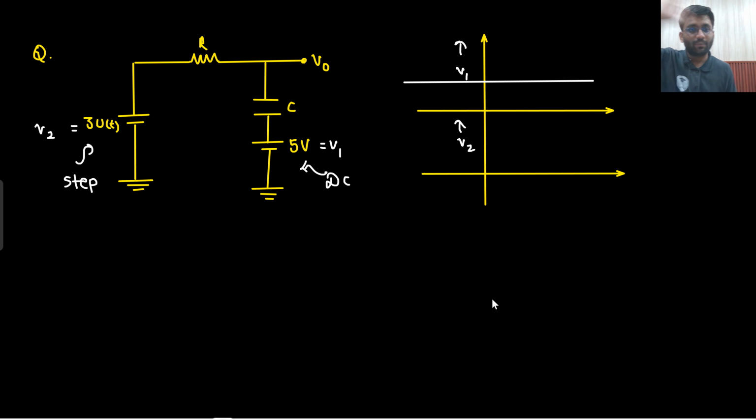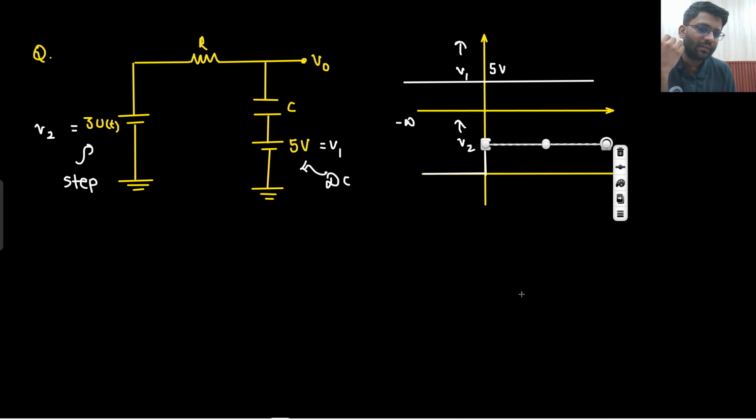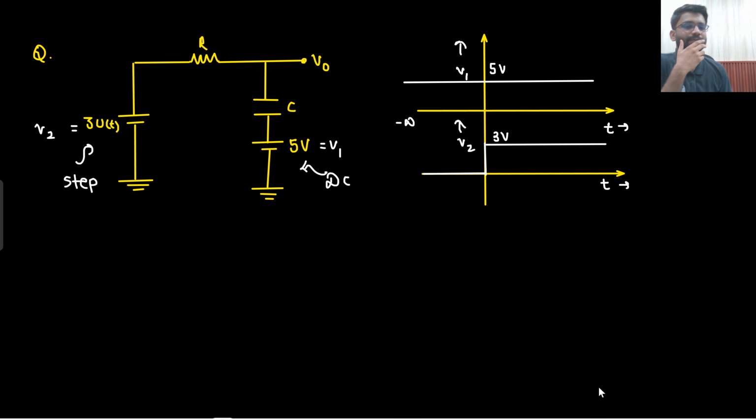It is 5 volt from t equals minus infinity. It is always 5 volt. But what about V2? At t equals minus infinity it is 0, but at t equals 0 plus it has become 3 volt. So this is applied at t equals 0 plus, right? So this is the difference between V1 and V2.